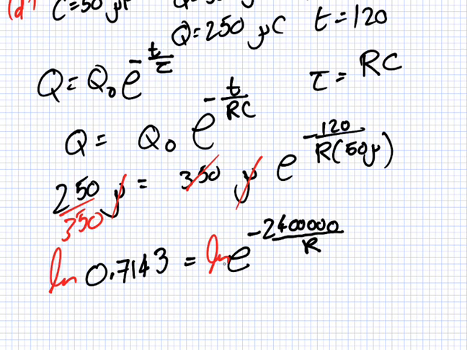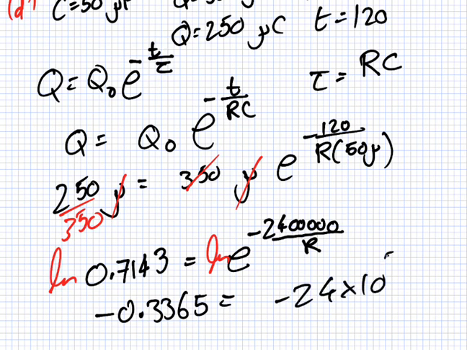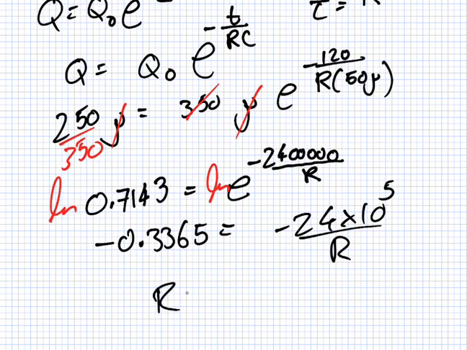So log 0.7143. So you got now minus 0.3365 equals minus 24 times 10 to the 5 over R. So you're done now. Just do a bit of dividing and you have the answer. R equals... If I divide by 10 to the power 6, I get 1.4 times 10 to the minus 1.4, or maybe I typed it in wrong. I got 7.13 mega ohms.